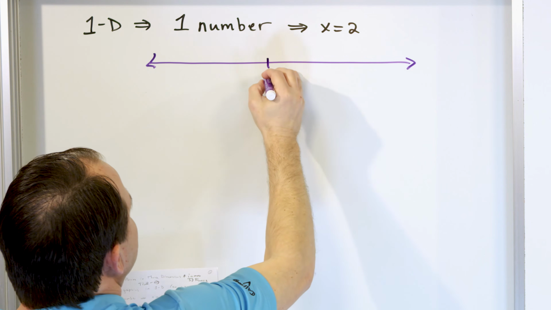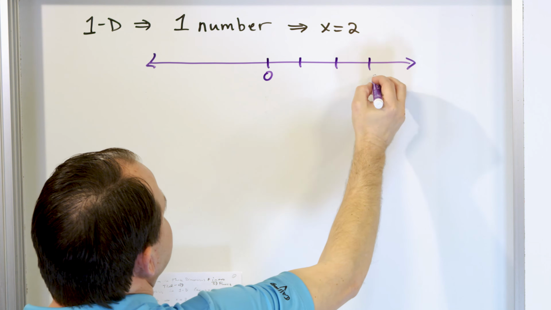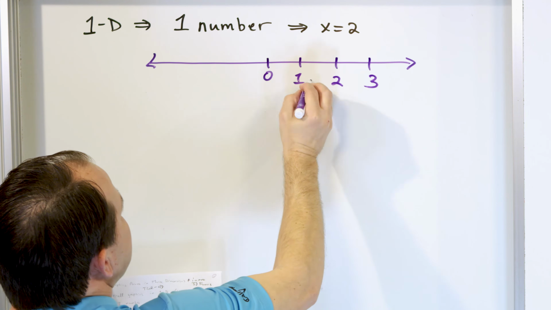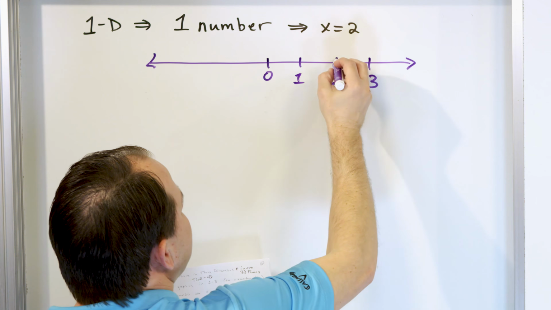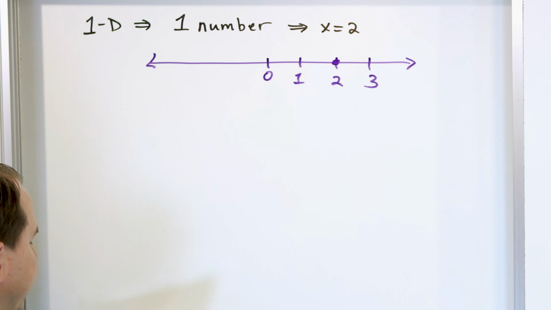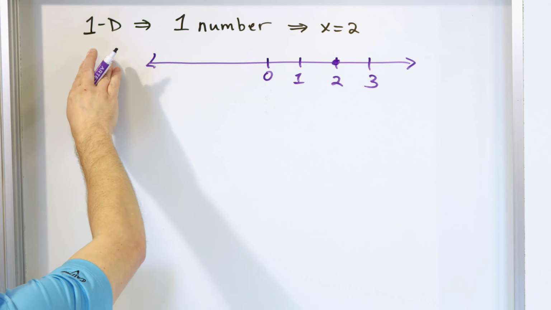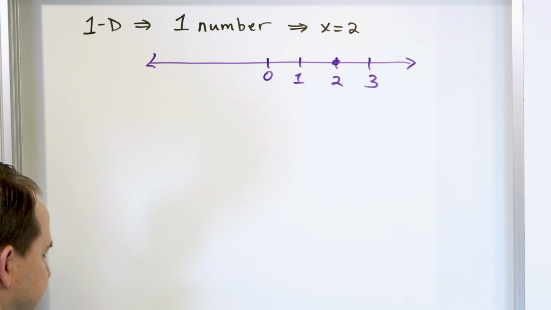Now to graph this, you all know here's 0, here's 1, here's 2, here's 3. In order to graph this, we just put a single dot on x is equal to 2, like this. So single number, single dimension, single dot.